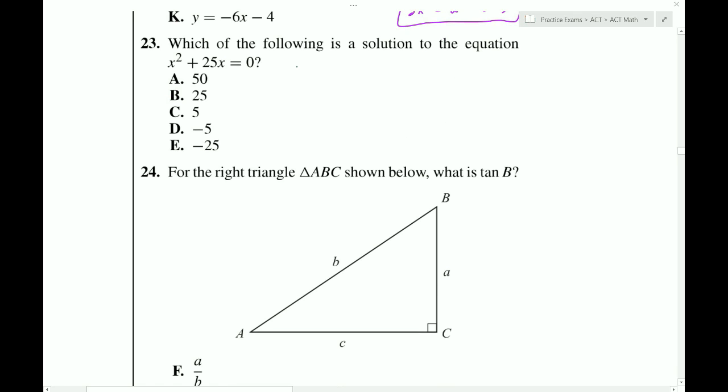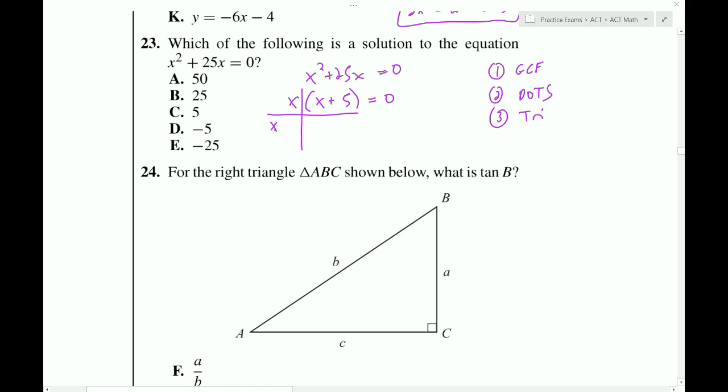Which of the following is a solution to this equation? Okay, so what we have to do here is factoring. So we always go in this order: GCF first, then we have a look at dots, then we have a look at trinomial. Okay, so we factor out an x, and then we're left with x plus 5. And here we can t-chart this situation, and that leads us to setting each one equal to 0 separately. Because basically if you have two things that multiply up to 0, that means one of them has to be 0, but we're not sure which. So this is kind of an OR situation. It's one of these, but we're not sure which.